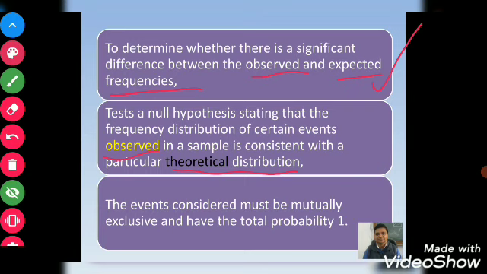The third case: the events considered must be mutually exclusive and have a total probability of 1. That is very important: you have to consider only mutually exclusive events for the chi-square test. The chi-square test will be done for mutually exclusive events for which the total probability is equal to 1.